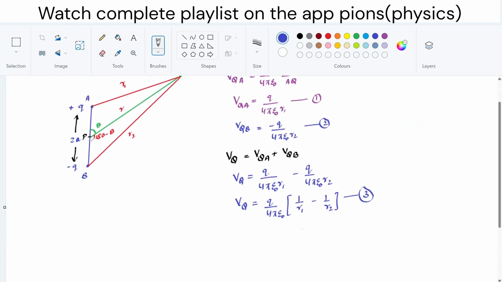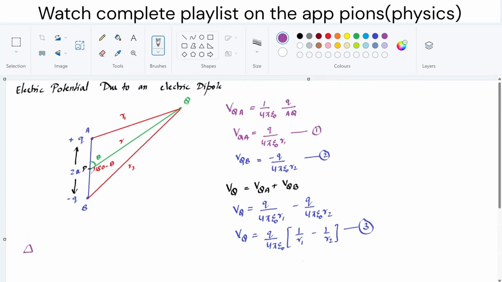So let's keep the diagram as it is here, and let's write the expression. If you look at the triangles, let's take the first triangle, which is triangle APQ.